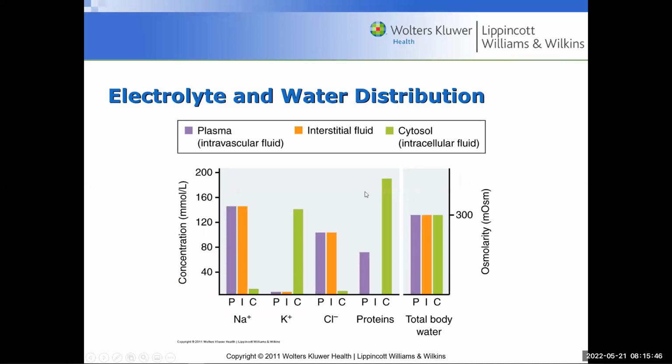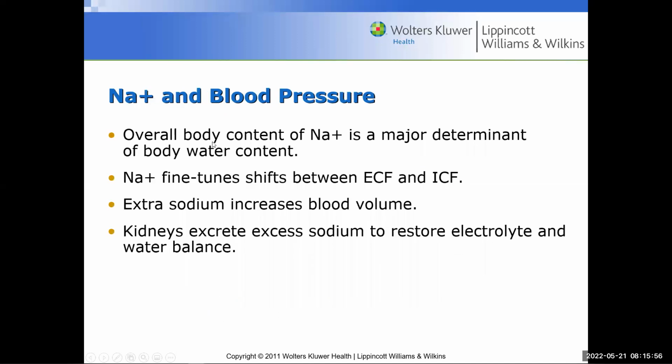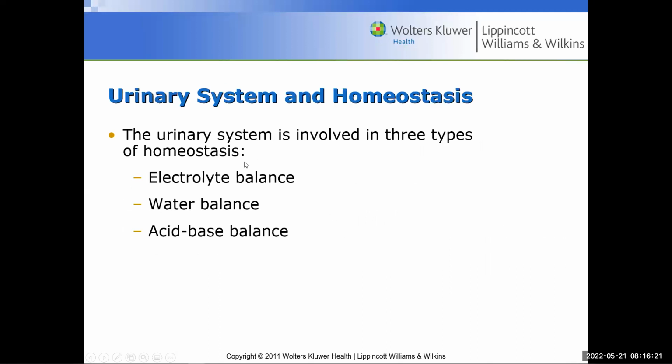And this is just showing the electrolyte and water distribution. These are the major electrolytes within the body: sodium, potassium, and chloride. And these have to be regulated in order to maintain homeostasis. Sodium, very important in terms of blood pressure, and we look at it more when we look at the functioning of the kidneys, particularly as it relates to renin, the renin-angiotensin system. The overall content, right, this determines body water content, and it fine-tunes in terms of shifting between the extracellular and intracellular compartments.